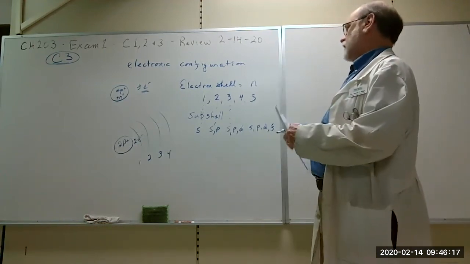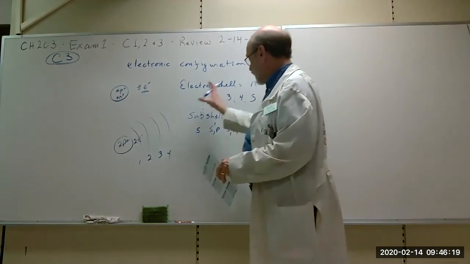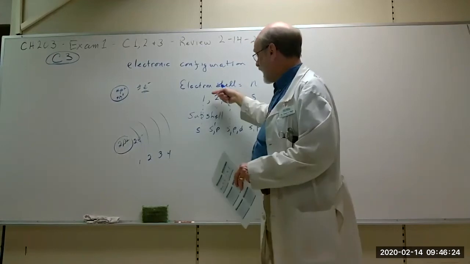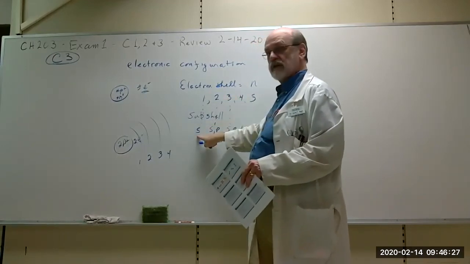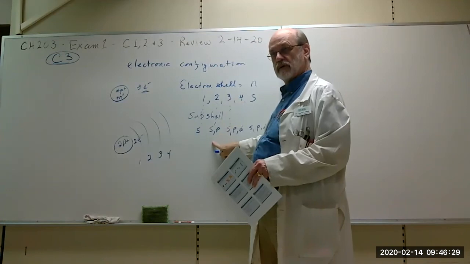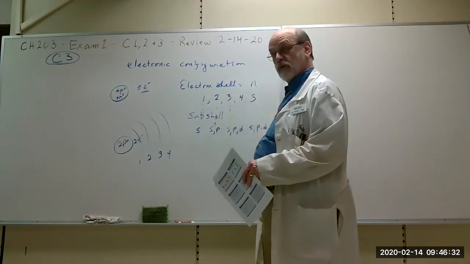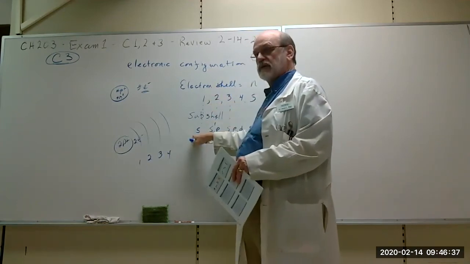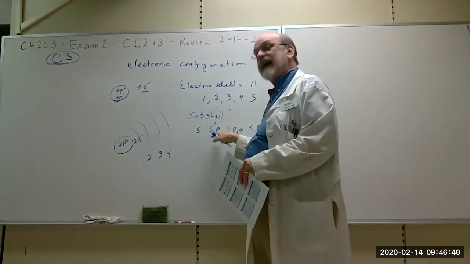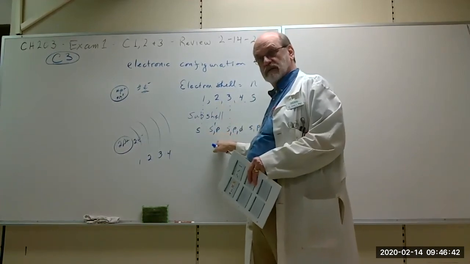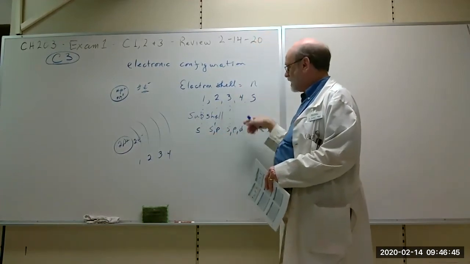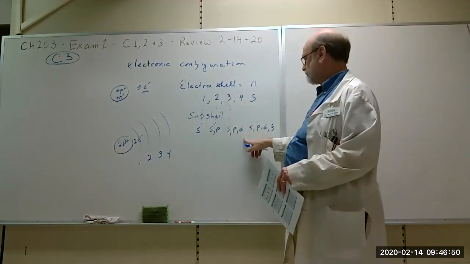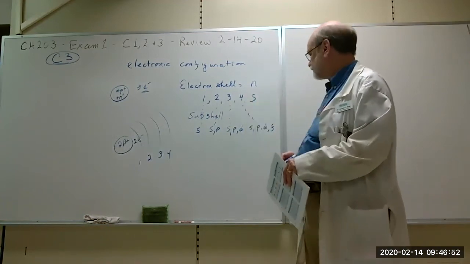Okay. So what does that mean? Well, at each one of these levels, notice that if this is one, you can only have one of these. This is two, you can have two. Three, you can have three. Four, you can have four. So if there's only one available, you start with S. If you're in the second one, then you can have access to S and P. And if you're in the third shell, you have access to three subshells, S, P, and D. And then four.